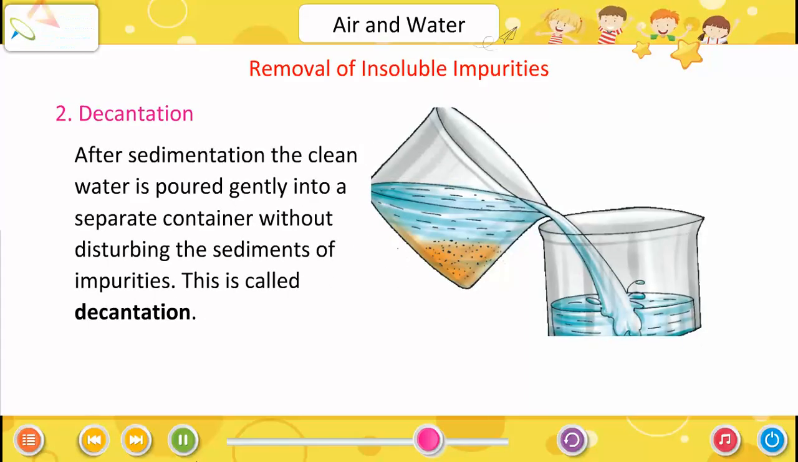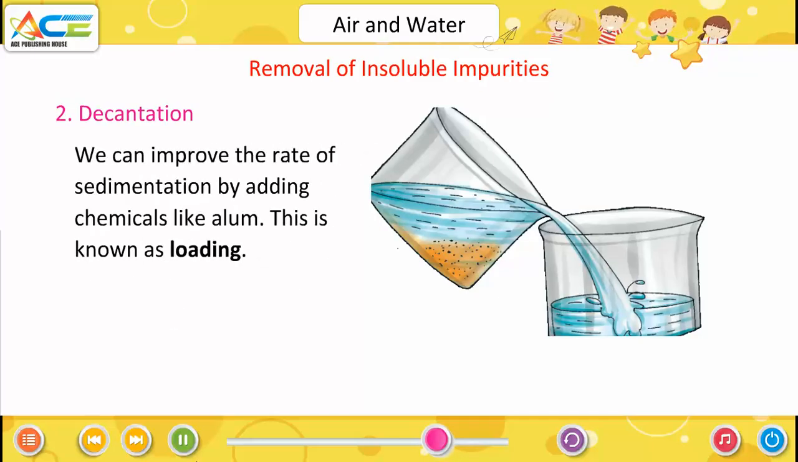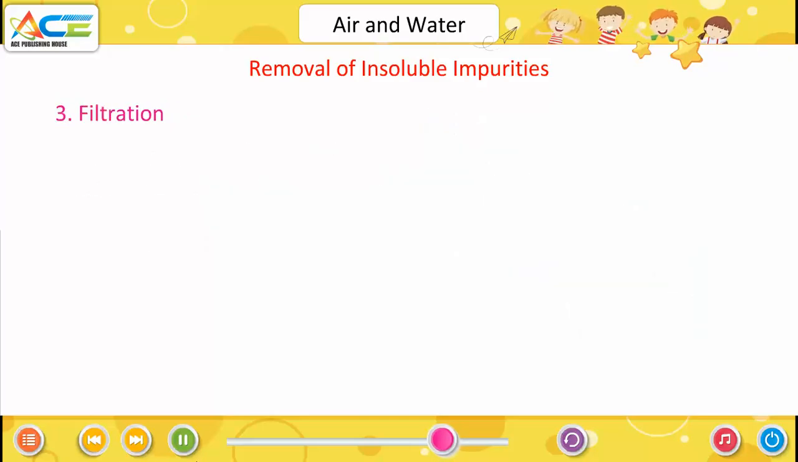Decantation. After sedimentation, the clean water is poured gently into a separate container without disturbing the sediments of impurities. This is called decantation. We can improve the rate of sedimentation by adding chemicals like alum. This is known as loading.